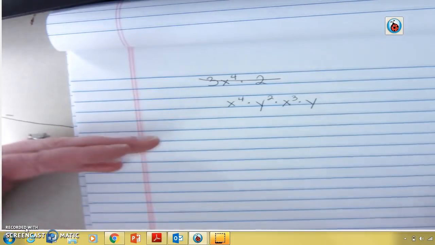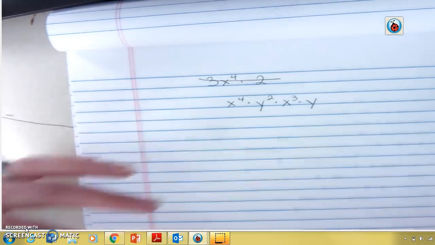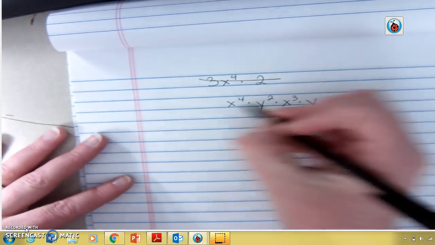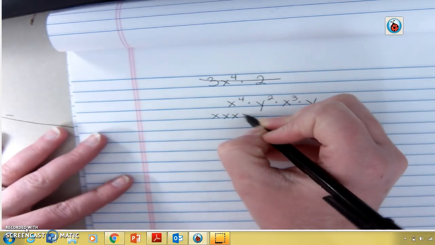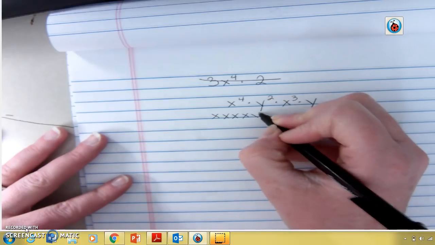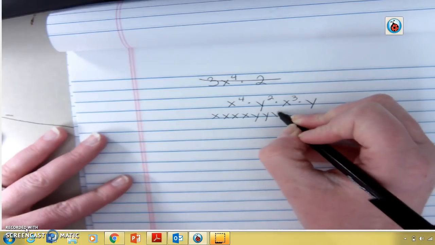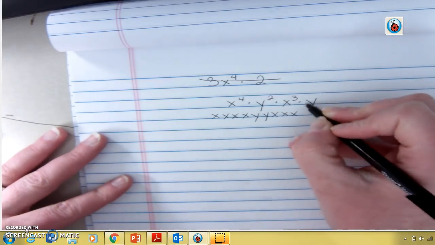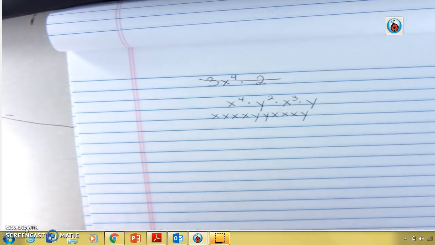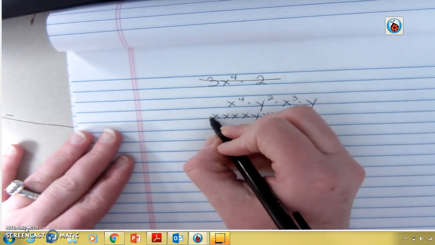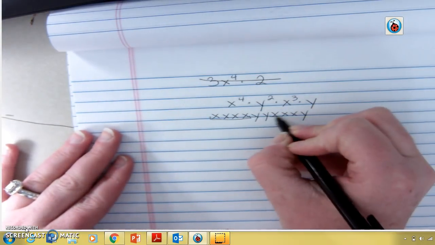Now the very first step that I'm going to show you doesn't look very simplified, but it's leading into how it works. So if I have 4 x's, it's going to be 1, 2, 3, 4 times 2 y's, 1, 2, times 3 more x's, 1, 2, 3, and times 1 more y. I could write it like that. And again, I could put times signs in between, but we know if they're right next to each other, it means multiplication. Then I can simplify it by saying, okay, how many x's do I have all together?